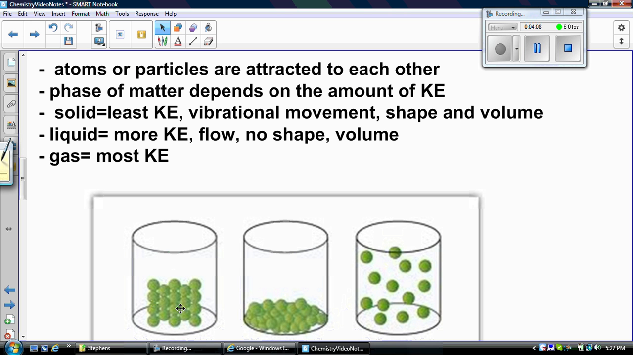If we look at the atoms in a solid, these little circles represent an atom. In a solid, the atoms are packed tightly together so they can't move around a lot. That's why they have shape. So they just vibrate and shake back and forth. Liquids can move and flow, so they have more kinetic energy. And gases, because they have no shape or volume, can go anywhere. They have the most kinetic energy.